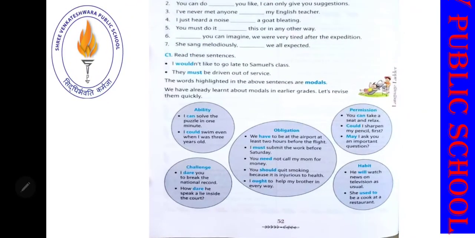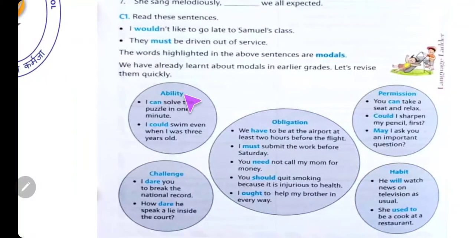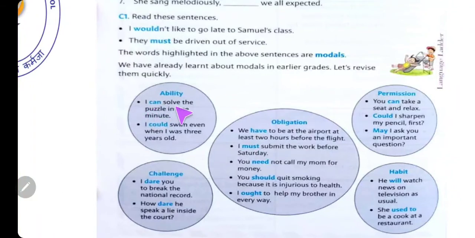Okay, so first one, ability. Under ability what will come? I can solve the puzzle in 1 minute. I could swim even when I was 3 years old. So over here, what are modals? Can is a modal, CAN, can. Another one is could, COULD, could. Okay, this is the modal which comes under the ability.